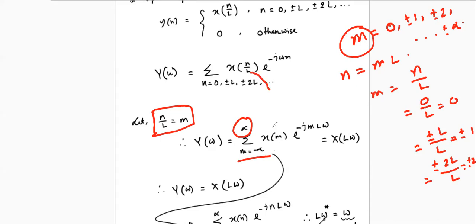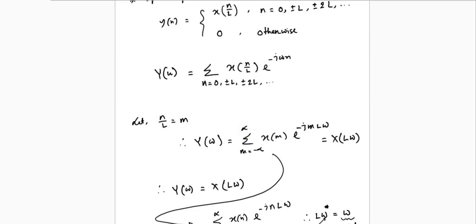n by L is replaced by m, and e to the power minus j omega n, and of course, n is equal to mL. So we have written it like this. I believe this equation is very simple to understand. We are just letting this number be replaced, and there is no harm in that. Now, if you think about it, m is a dummy constant.